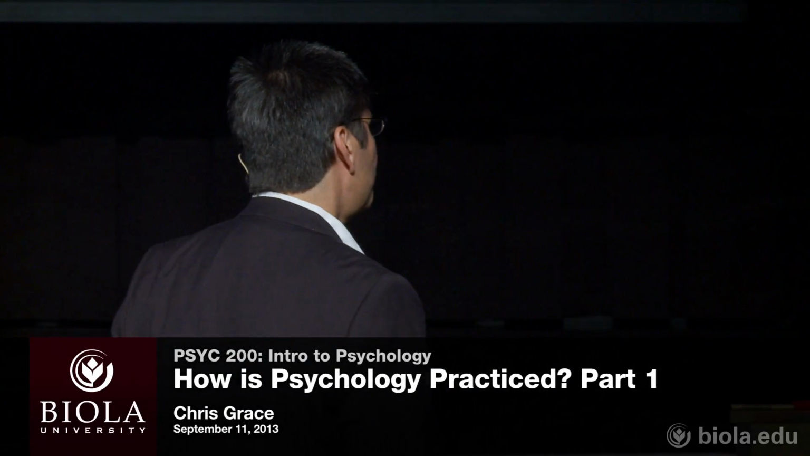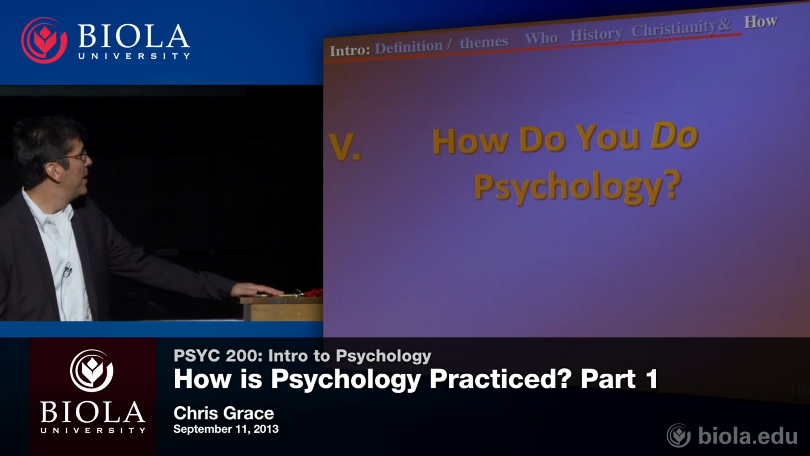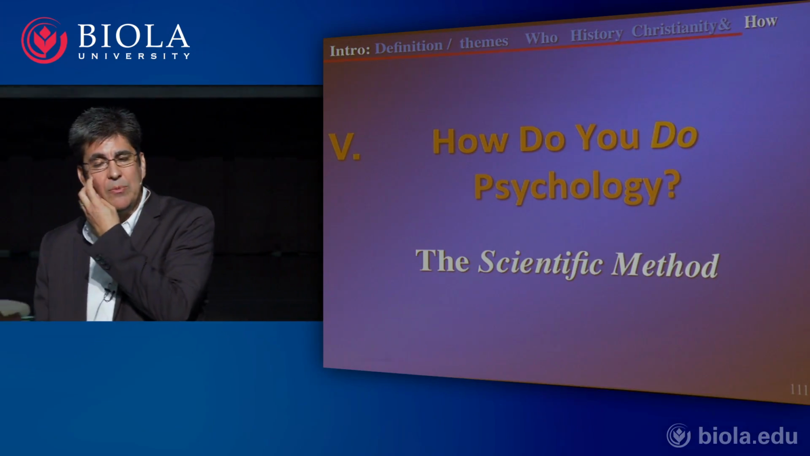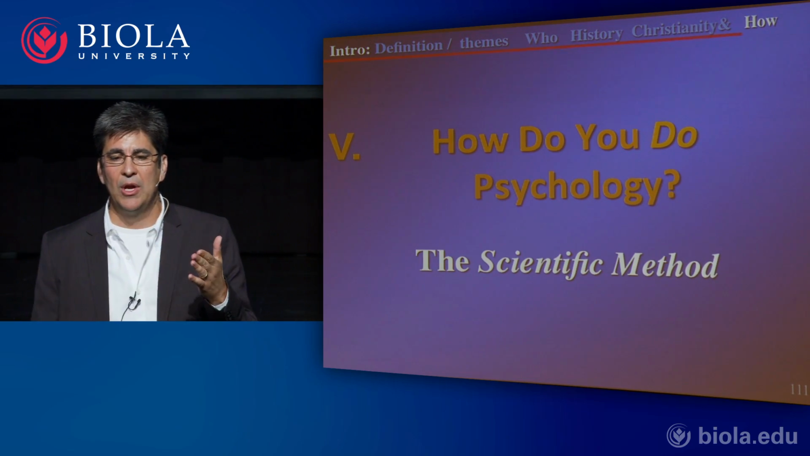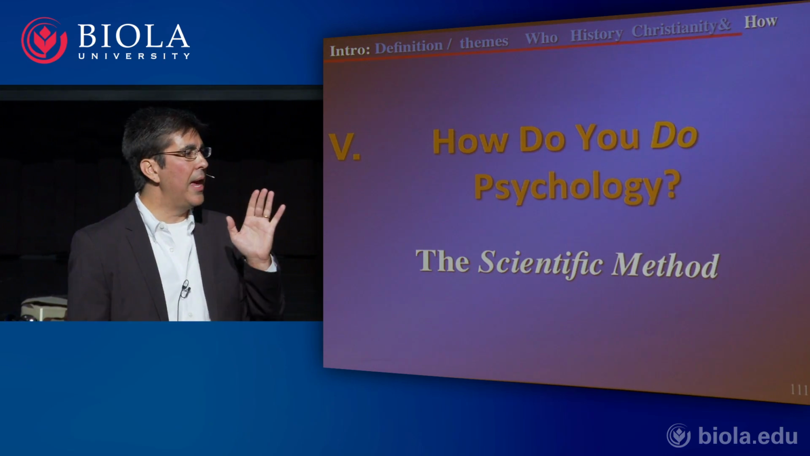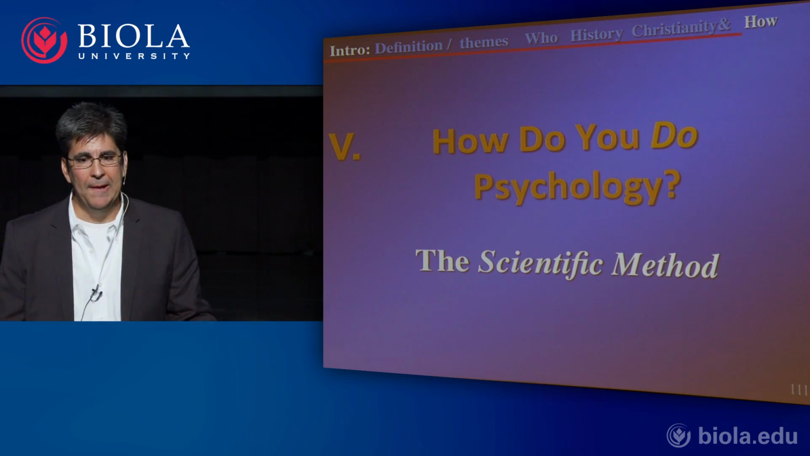So let's get to the answers that we started with. In order to get to the answers, we have to answer this question: how do you do psychology? And I've already told you that one of the key themes in here is that there's an empirical approach. This discipline is based on empiricism, and the scientific method, therefore, is going to come into play.